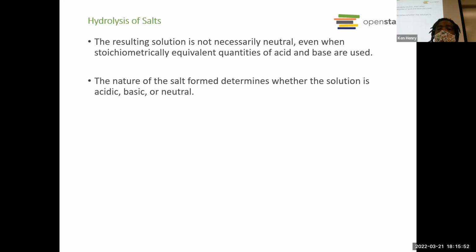So a solution is not necessarily going to be neutral, even though the acid and base being used may be stoichiometric. This is going to be a result of the fact that sometimes when we form a salt, those salts can act acidically, or basically, or neutrally.